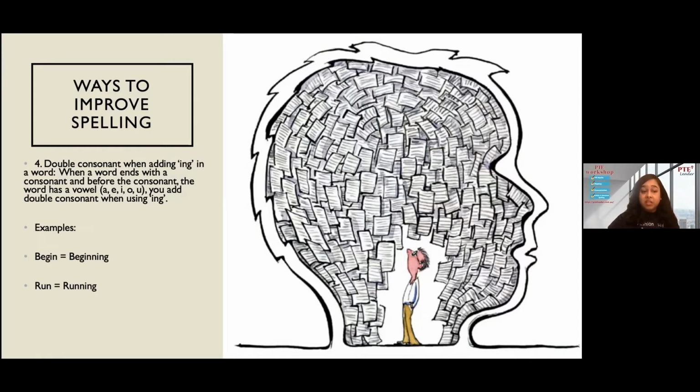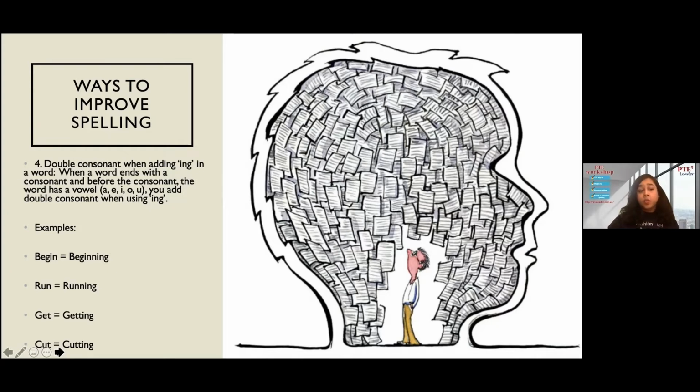So begin is a word with gin at the end. N is a consonant, I is a vowel. So when we are making it beginning, the last consonant will be doubled, B-E-G-I, double N-I-N-G. The same for the word run to running, get to getting, cut to cutting.